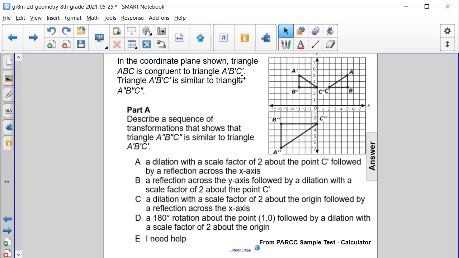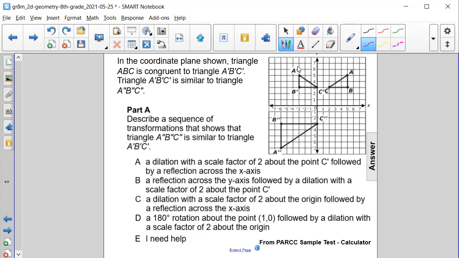In the coordinate plane shown, triangle ABC is congruent to triangle A prime B prime C prime, and triangle A prime B prime C prime is similar to triangle A double prime B double prime C double prime. Describe a sequence of transformations that shows that triangle A double prime B double prime C double prime is similar to triangle A prime B prime C prime.